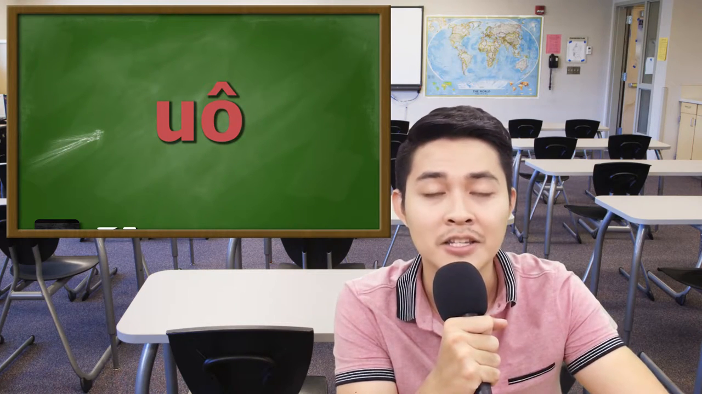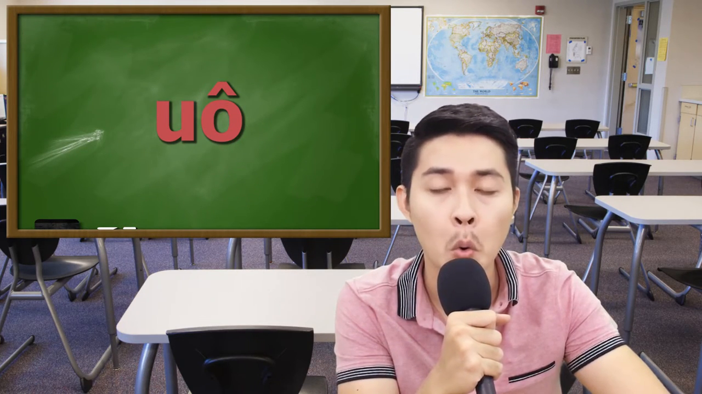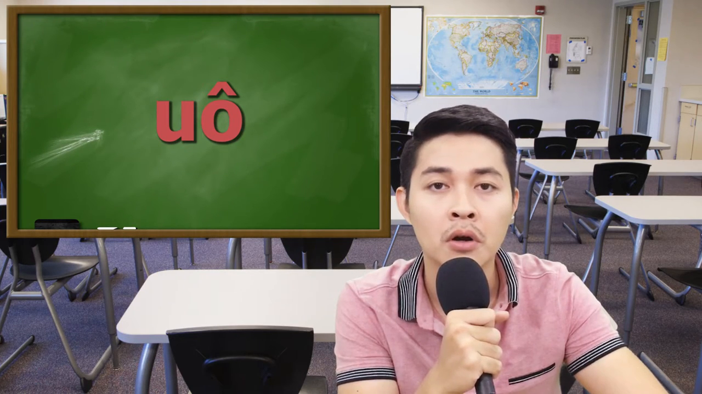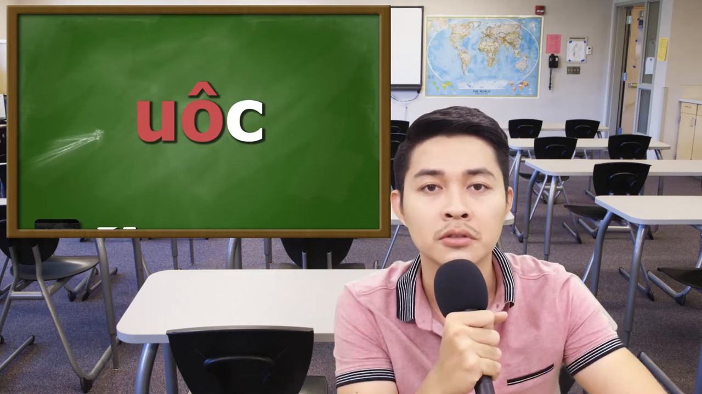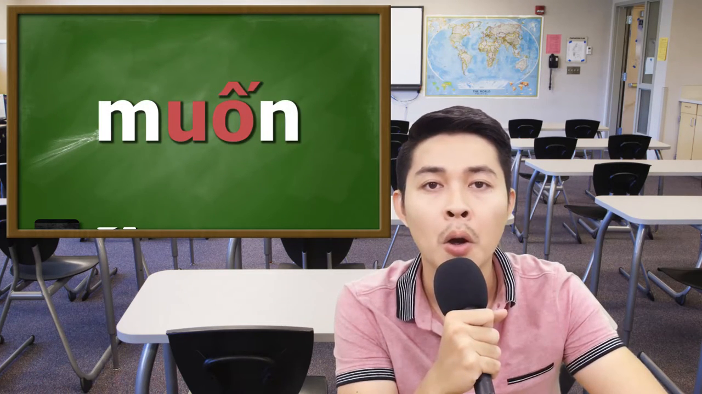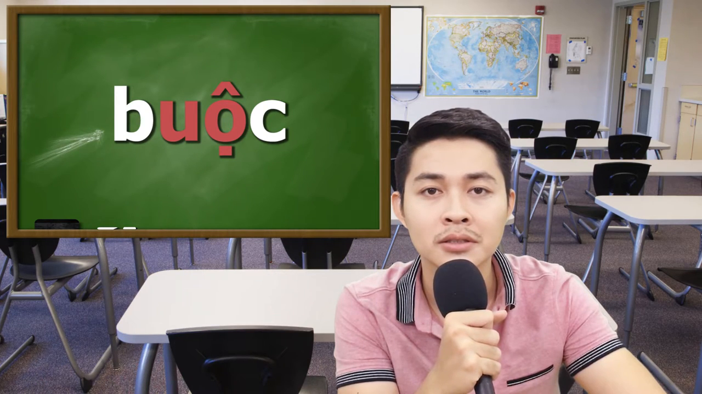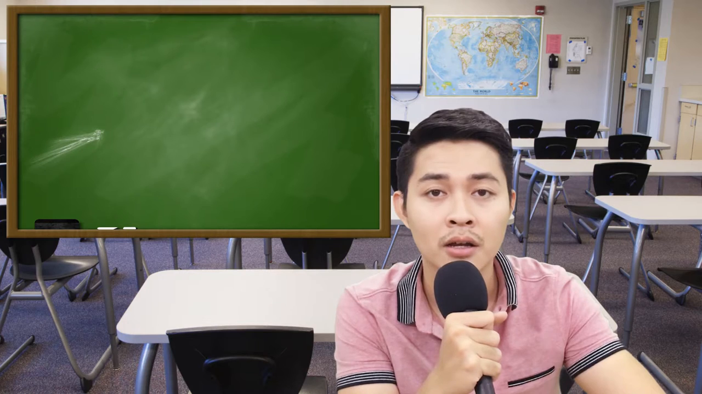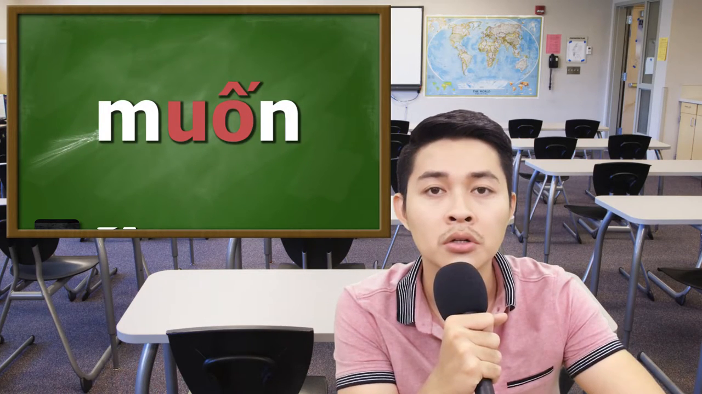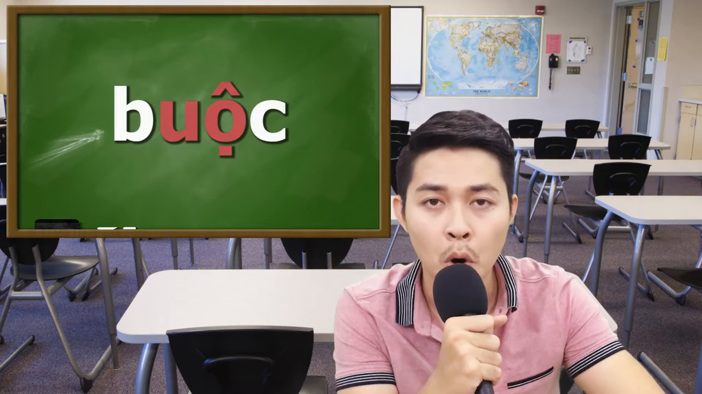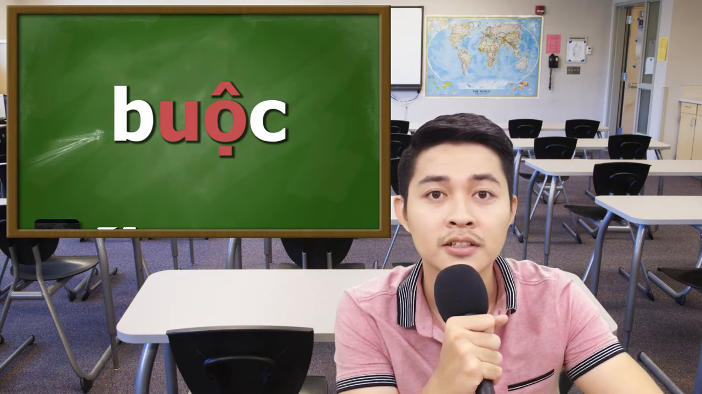The next cluster is also a special one. It cannot stand alone. It has to go with a final consonant. Uo. For example, uống. As in muốn. Buộc. Now repeat. Muốn. Buộc. Good.